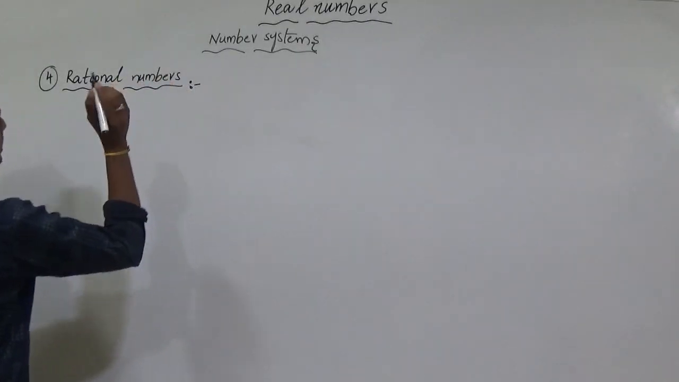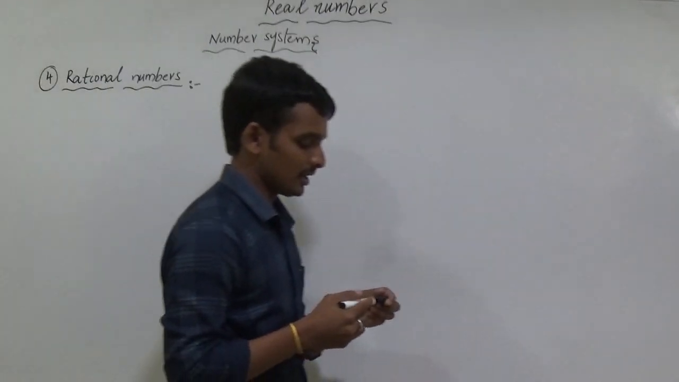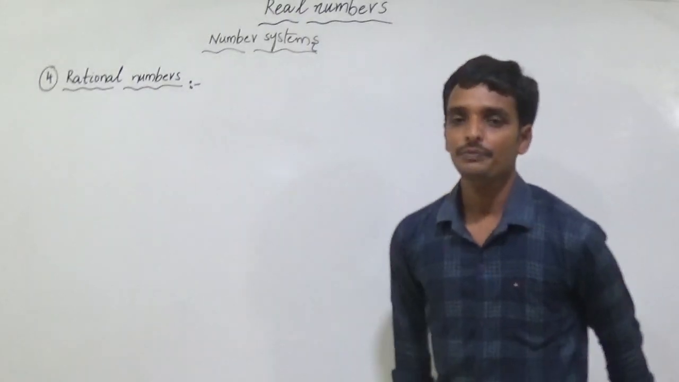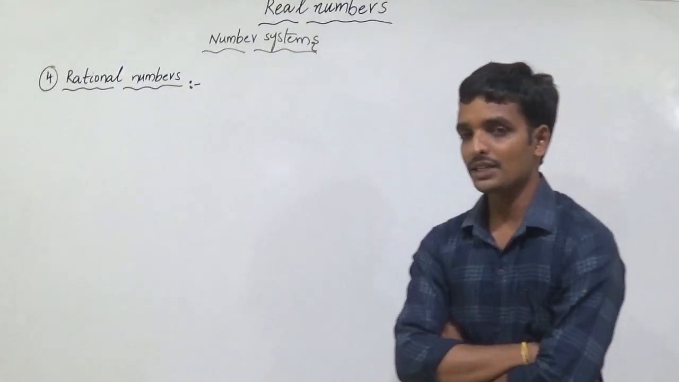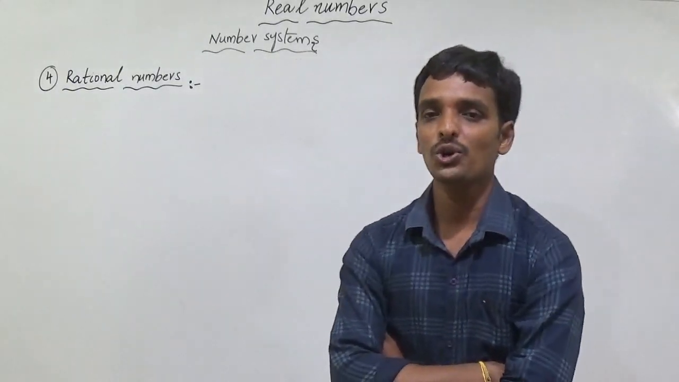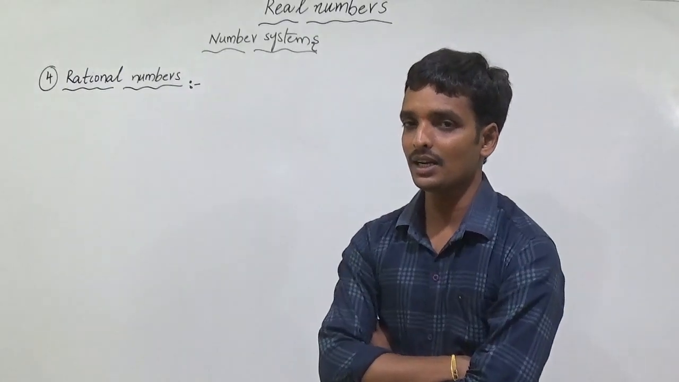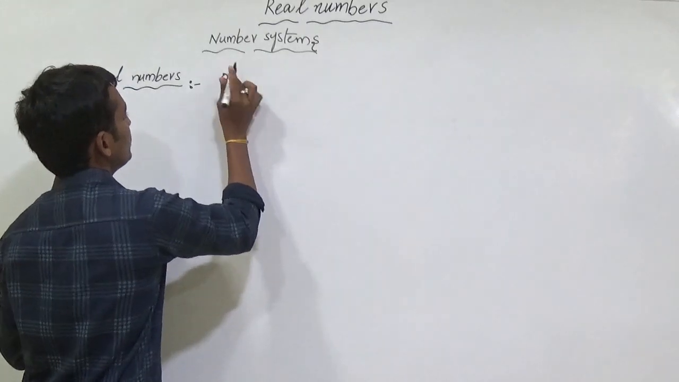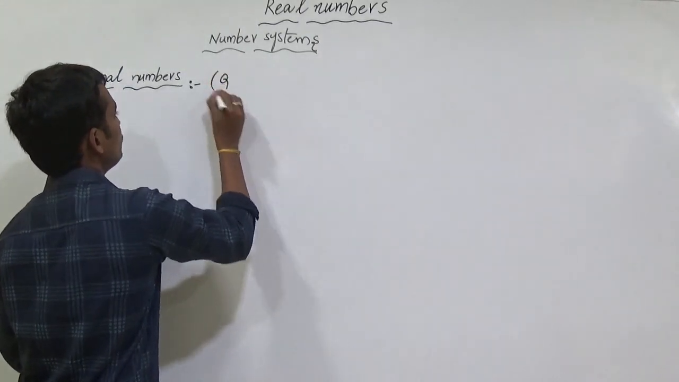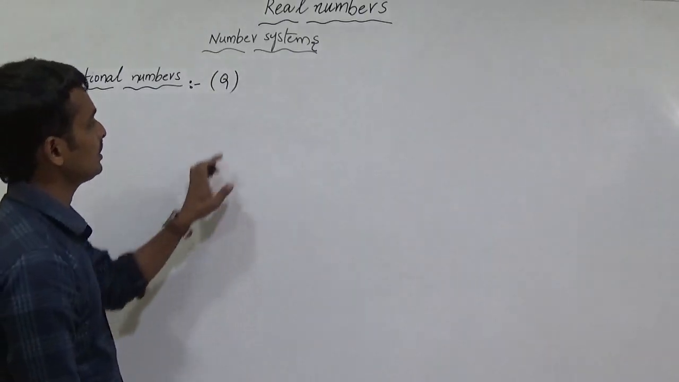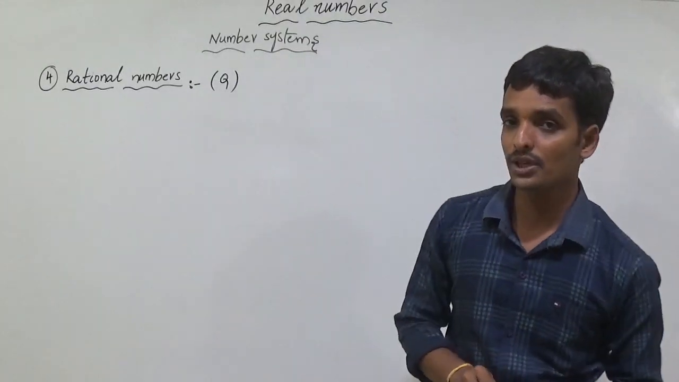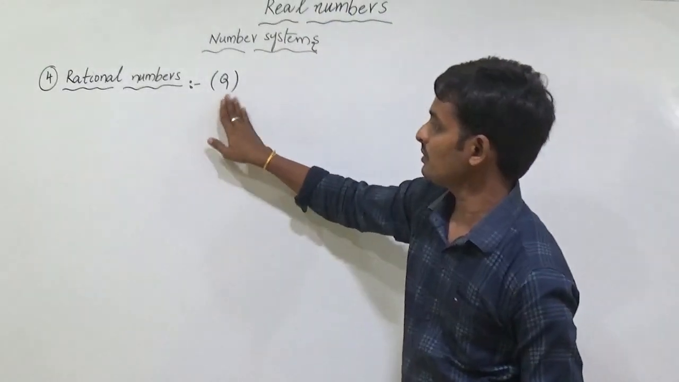Be careful students, I think you have less knowledge of rational numbers, so please be focused. Another name of the rational numbers is quotient numbers. The first letter of quotient numbers is Q. That's why we are representing rational numbers with Q.